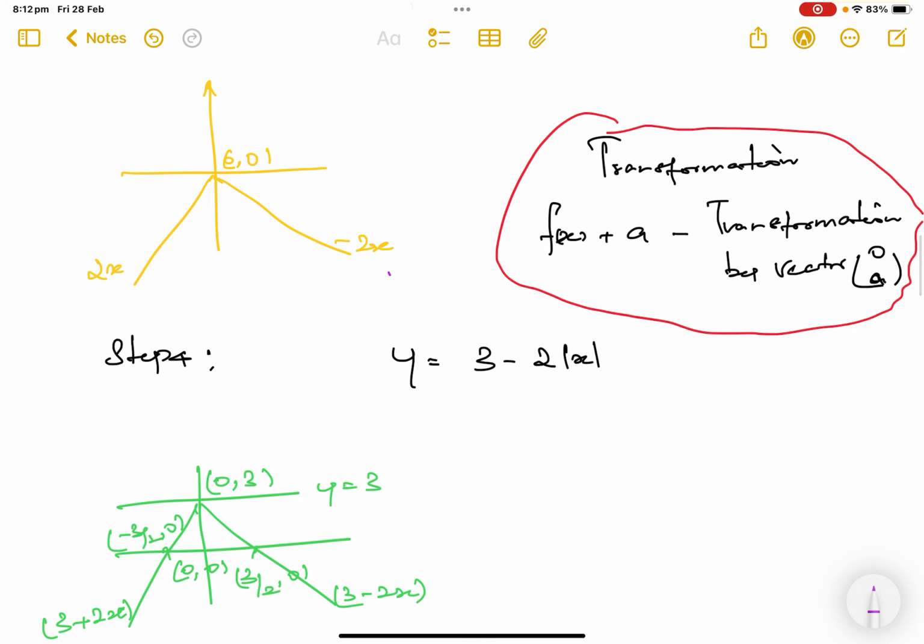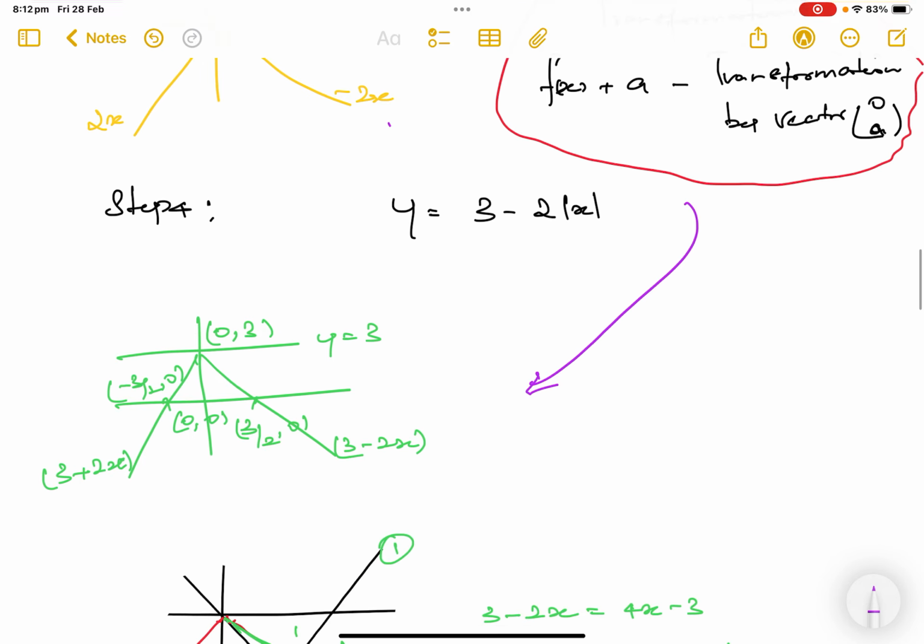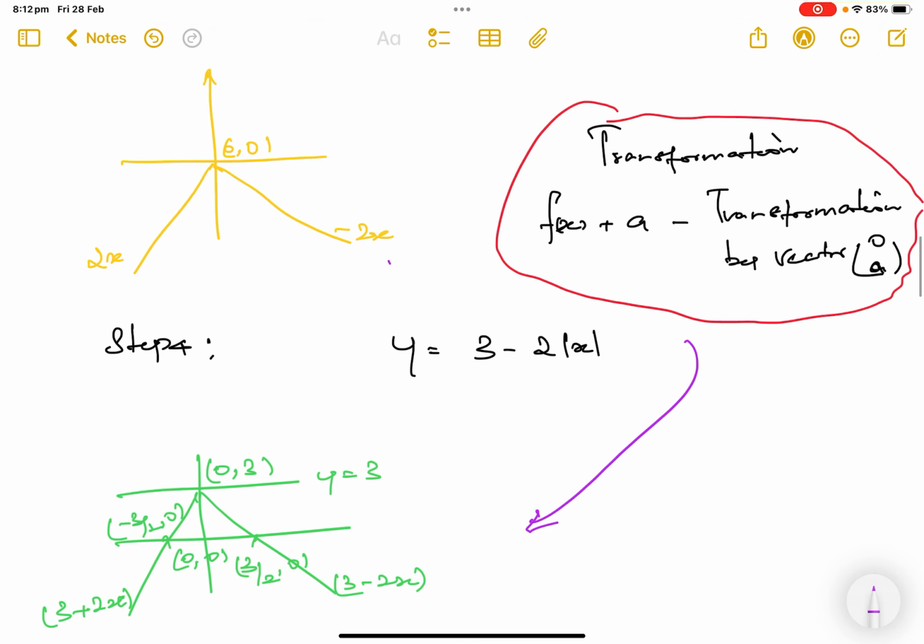x plus a is here. For f(x) plus a, it's just an addition. So what we need now is 3 minus 2 mod x. So minus 2 mod x is the yellow graph.